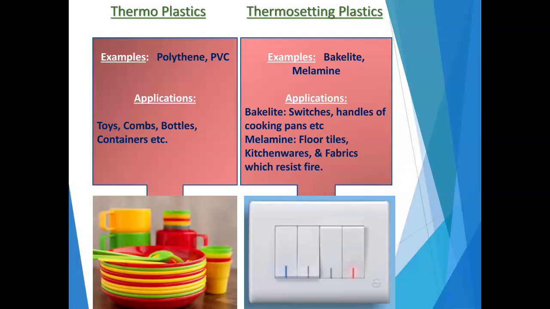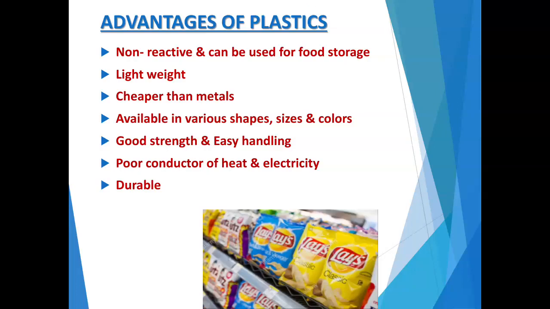So we have discussed the properties, examples and applications of the two types of plastics, that is thermoplastics and thermosetting plastics. Now let's move on to the advantages of plastics. The first advantage is that plastic materials are generally non-reactive in nature and they can be used for food storage. You might have observed that most of the food is packaged in plastic containers, right? That is due to the fact that plastics are generally non-reactive in nature.